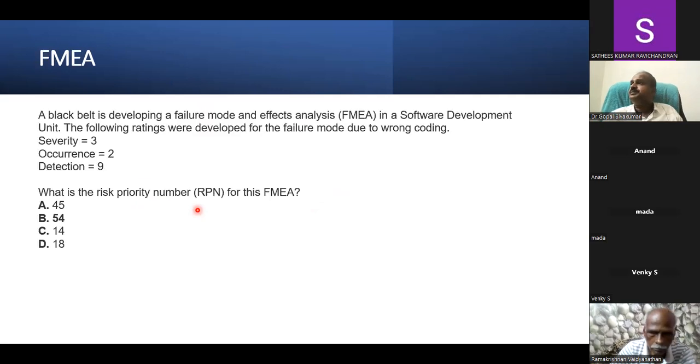A black belt is developing a failure mode and effect analysis. The following are the ratings: 3, 2, and 9. What is the RPN number? How to get the RPN number? Severity into occurrence into detection. 3 into 2 into 9, 54.